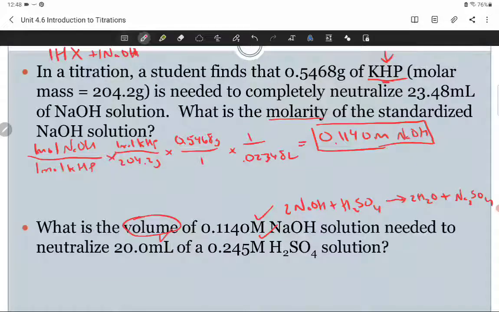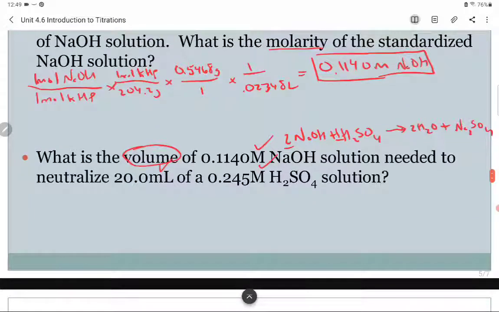So now, if you actually would try to use the M1V1 equals M2V2, your answer is going to be off by a factor of 2. So now, definitely the factor label is going to be a valuable item here. Let me move this up so I have just a little bit more room.